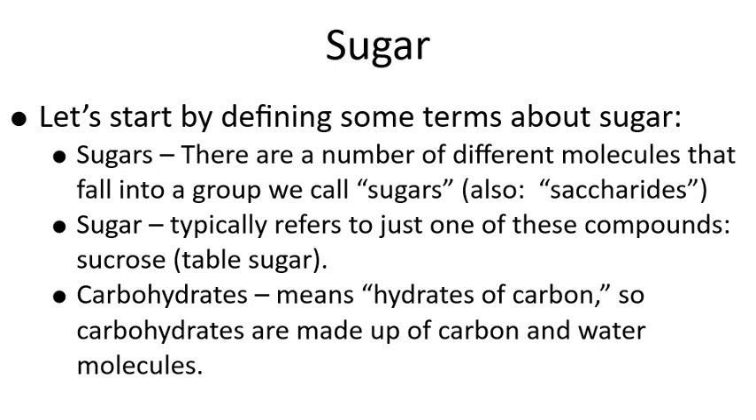Let's start with some definitions. When I use the word sugars in the plural form, I mean the class of molecules that fall into the group called sugars. The scientific name for this group is saccharides, but I'll usually use the shorter term sugars. If I use the word sugar in the singular form, I'm referring to just one particular saccharide, sucrose, or table sugar.